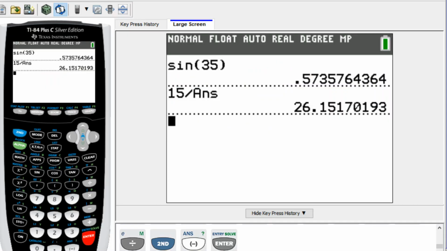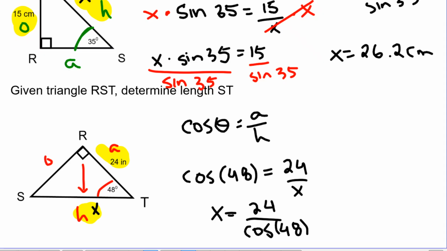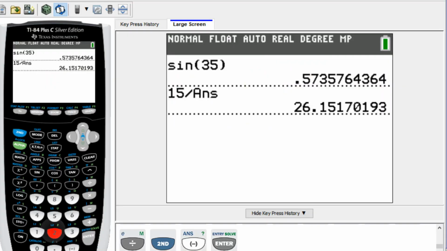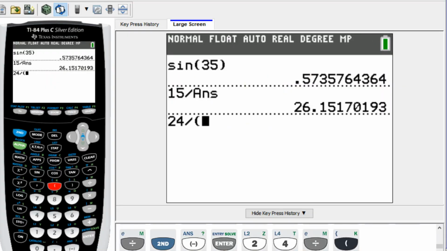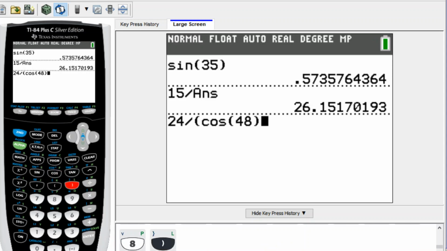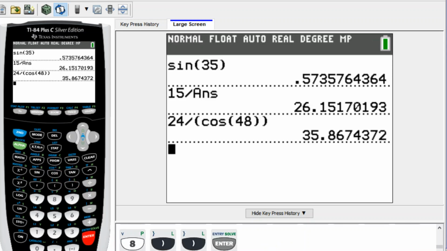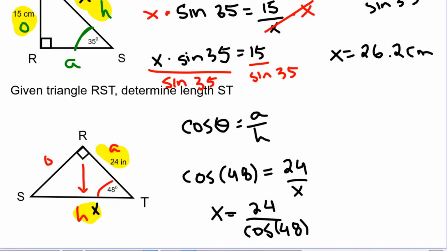So I go to my calculator. I'm going to do 24 on top, divided by cosine 48. And I get 35.9. So x equals 35.9, and our units on these ones were actually inches.